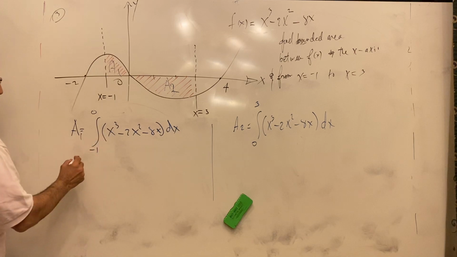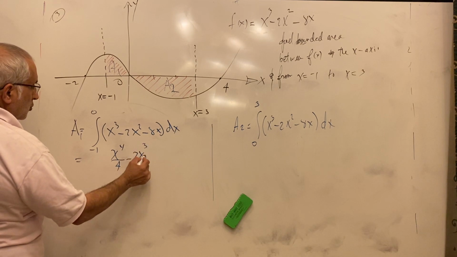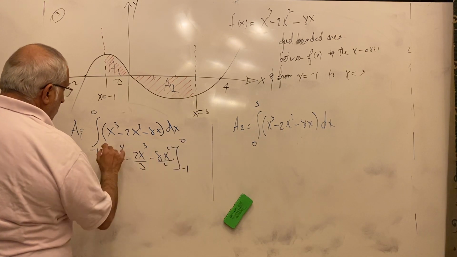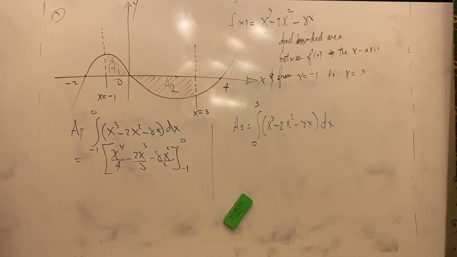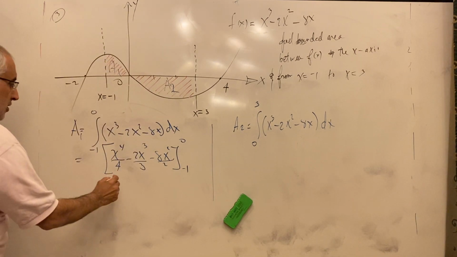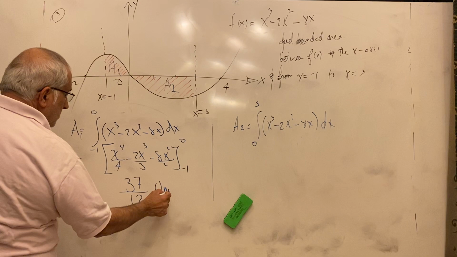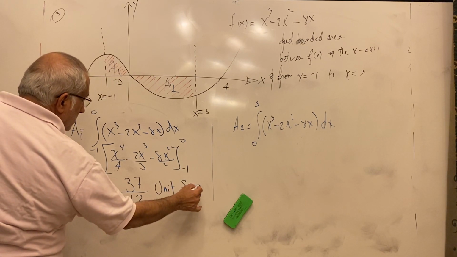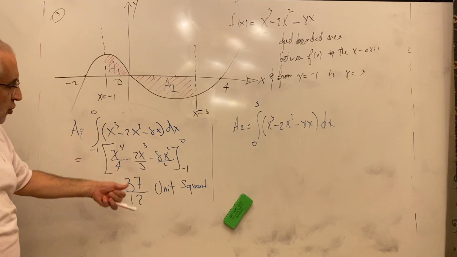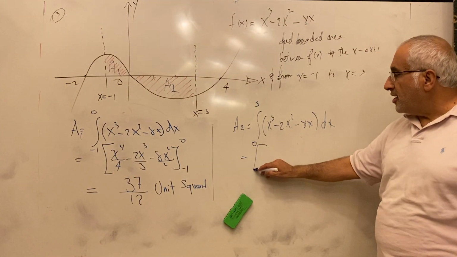So what is the integration of x cubed? x to the 4 over 4 minus 2x cubed over 3 minus 8x squared over 2, from negative 1 to 0. I would not mind if you take this one and go to your calculator, because you're going to find the answer 37 over 12 unit squared. I will allow you in the exam, if you got to this level, to use your button for integration.